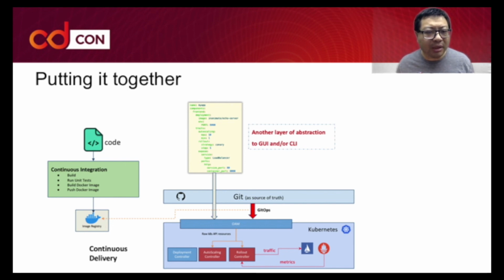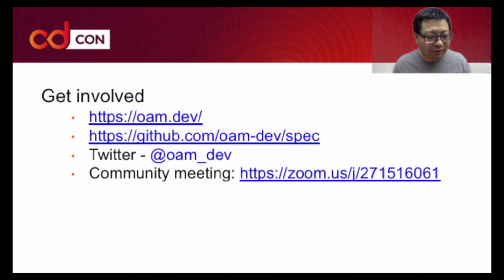OAM is a middle layer. So you're free to add another layer of abstraction at the UI level, let it be a GUI or CLI, right? And decouple even more from the backend, the API level. And of course, you're responsible for the core business values, right? We are only providing the building blocks for the common features.